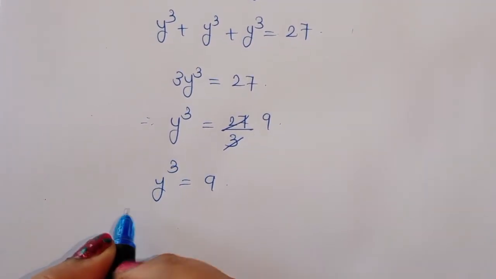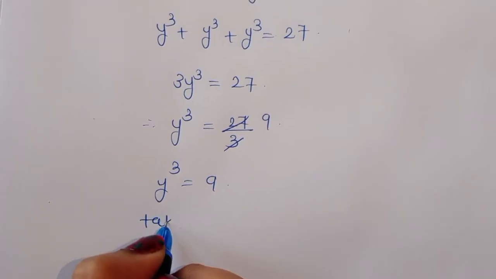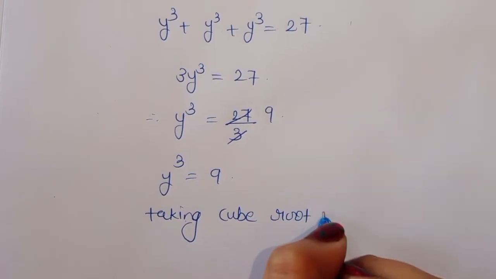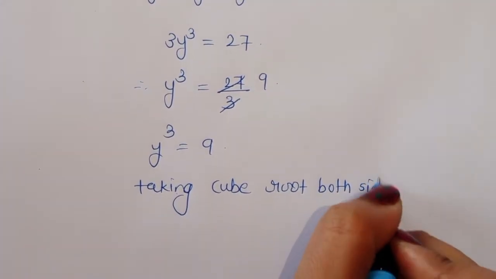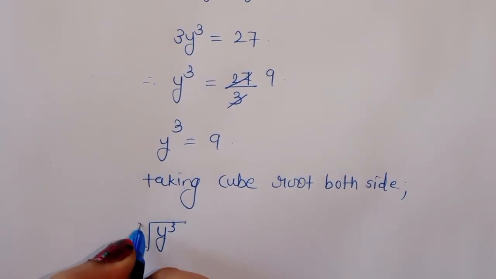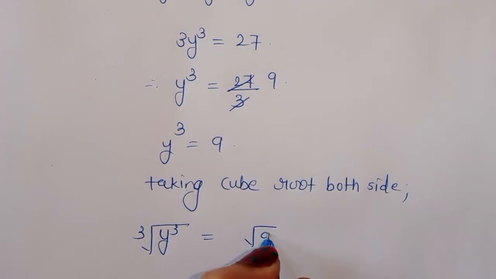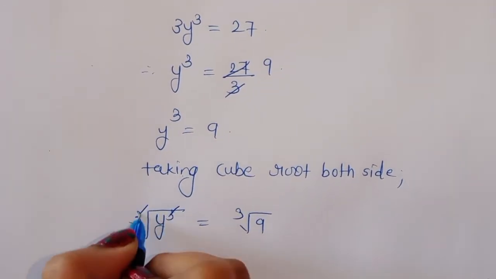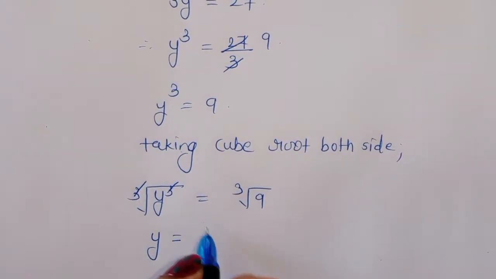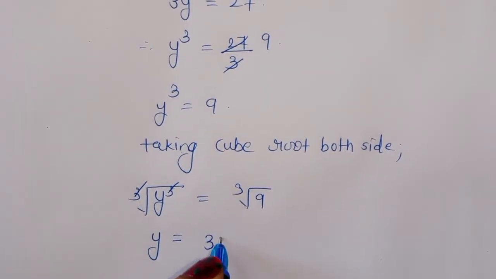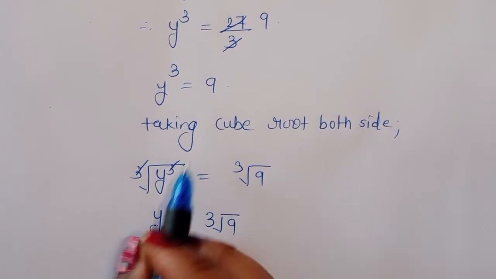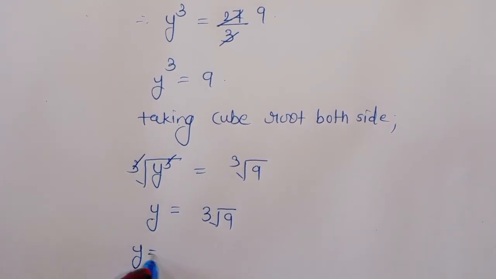So here we can take the cube root on both sides. We will get the cube root of y cube is equal to the cube root of 9. This will cancel here. Y is equal to the cube root of 9. We can write this cube root of 9 as it is. But we know that y equal to 3 power x. We already considered that y equal to 3 power x.